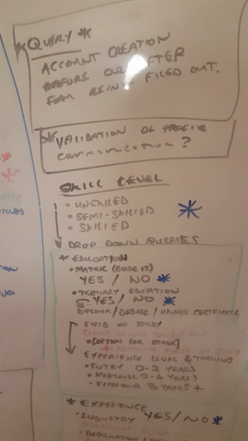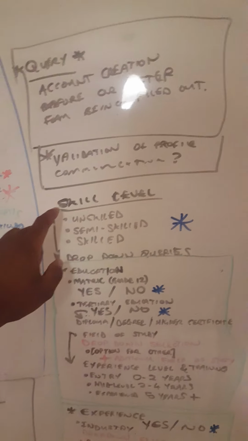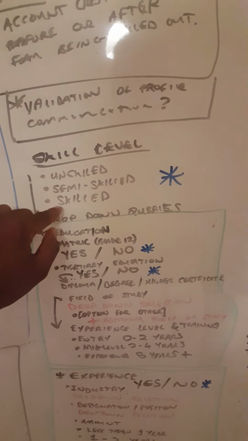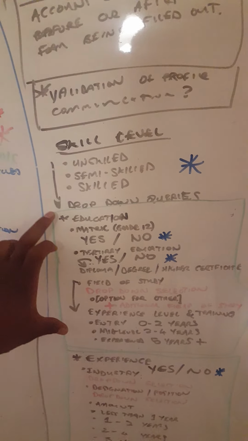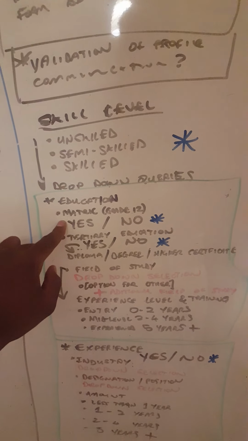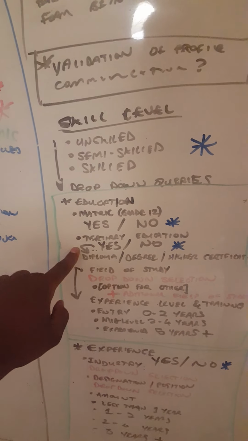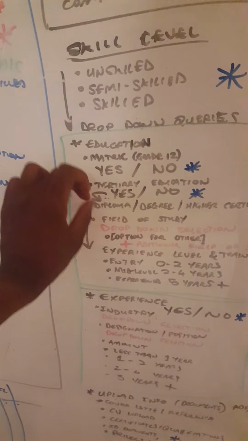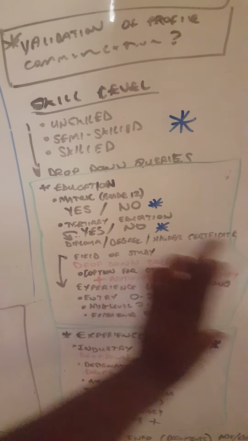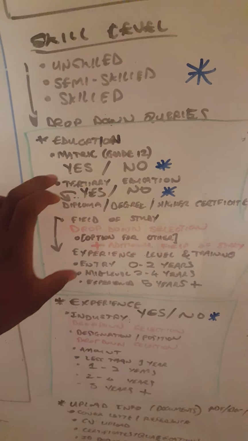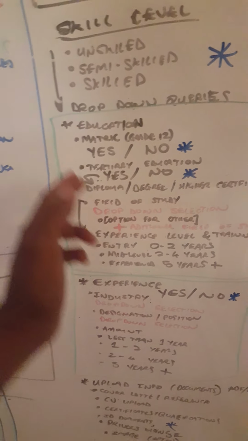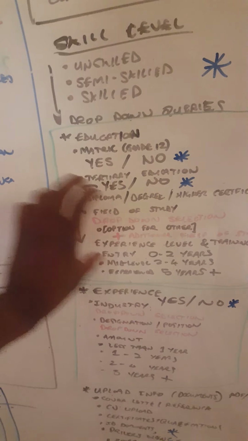So if you have a look in terms of skill level, what they are doing is essentially selecting one of these: unskilled, semi-skilled, and skilled. A drop-down menu for their education. It queries their education. They select whether they have matric and tertiary education. If it's yes for tertiary education, a drop-down menu will expand and asks them further questions. If it's no, then that's grayed out, or they don't get to fill that in. So it's sort of giving you the option to choose. So if it's a yes, it expands. If it's no, they don't need to answer any of these.